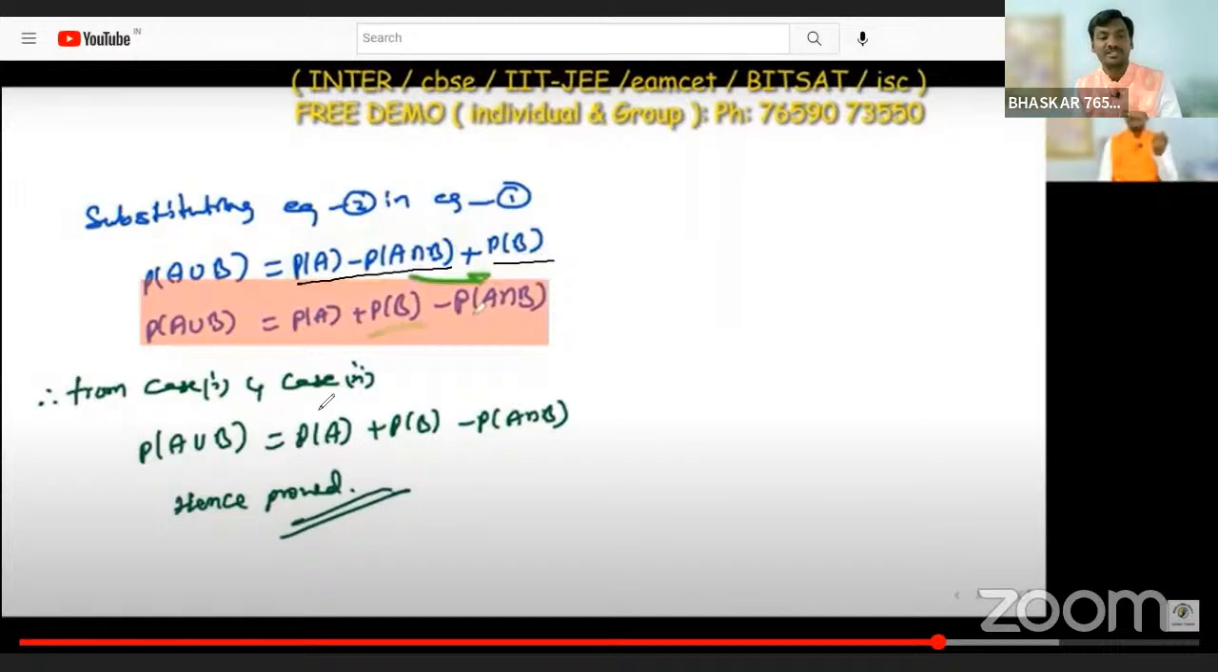From case 1 and case 2, probability of A union B is equal to probability of A plus probability of B minus probability of A intersection B. Hence, it is proved.